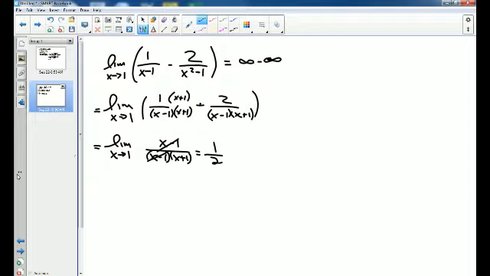Just, again, more algebra memory. What about it? Yeah, we did x plus 1 minus 2, that's x minus 1, same thing.